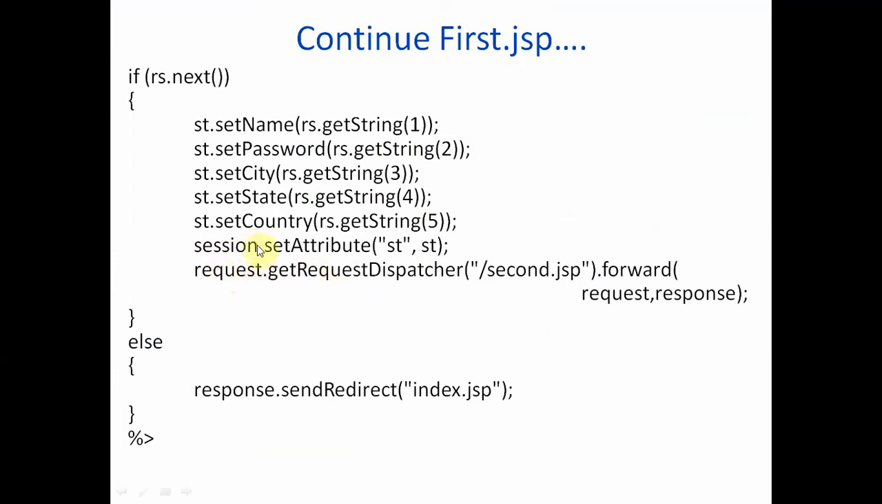So now we are writing here session.setAttribute st and request.getRequestDispatcher. So we are dispatching it to the second.jsp. So it means we have one more JSP file. This is for session tracking. So we are establishing a session. This is the attribute of the session. So first of all, we'll write here session.setAttribute st. So you can understand here, we are doing session tracking with this program.